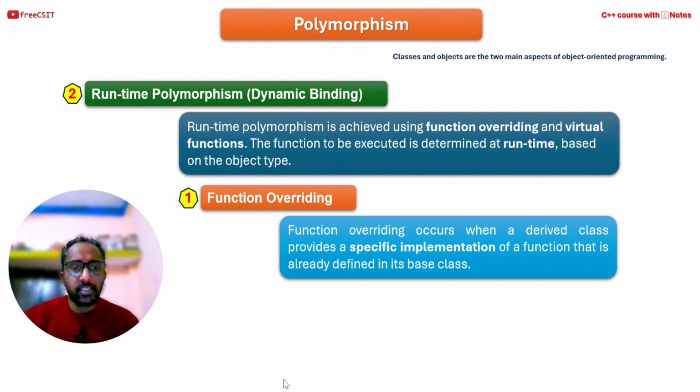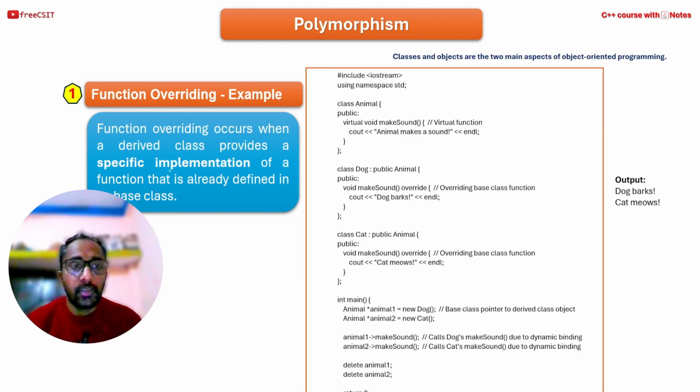Function overriding occurs when the derived class provides a specific implementation of a function that is already defined in the base class. It is very easy. The function is already defined in the base class, and you can see these definitions here. Function overriding occurs when a derived class provides a specific implementation of a function that is already defined in the base class. So this is the example, you can see here using namespace and include iostream.